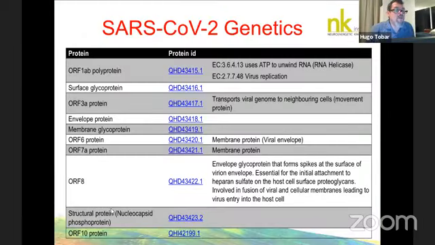And then there's the N protein here, and then you've got the ORF10.